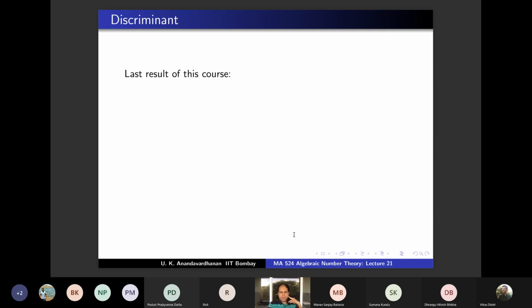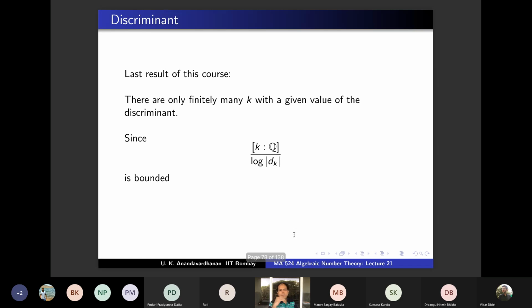So some people call this result itself Hermite's theorem, but the corollary is what Lang calls Hermite's theorem. So this is the last result of our course. There are only finitely many number fields with a given value of the discriminant. If you give me a number, an integer, then there are only finitely many number fields with that as the discriminant. So let's see the proof. First observation is this. We already saw that the degree by log mod dk is bounded, and therefore the degree is bounded if the discriminant is bounded, right?